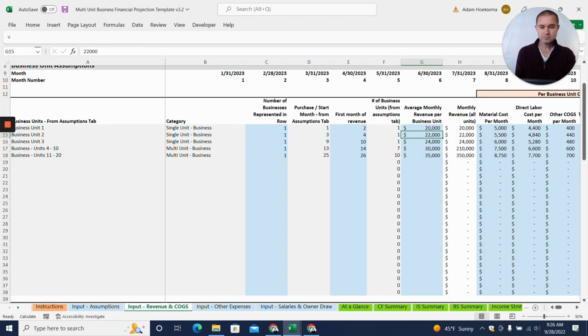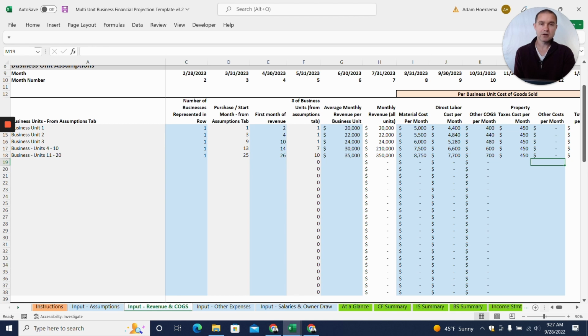Okay, so coming back to that, you can put in your average monthly revenue per business unit at $20,000, $22,000 for the next one, $24,000 for the next one that we bought. And you can see we're going up the food chain as we're acquiring larger revenue businesses. Then this column will multiply the number of units times the average monthly revenue.